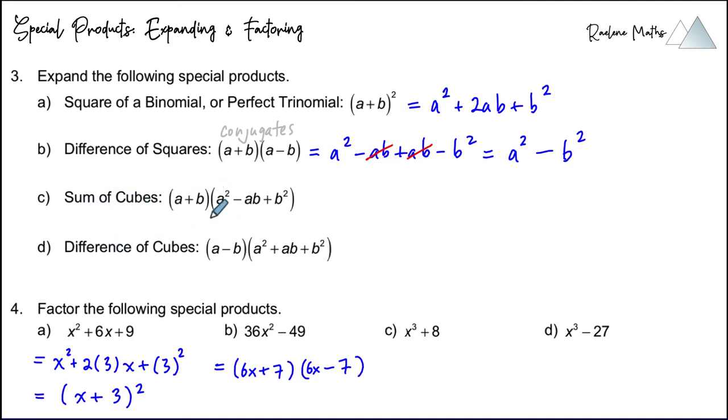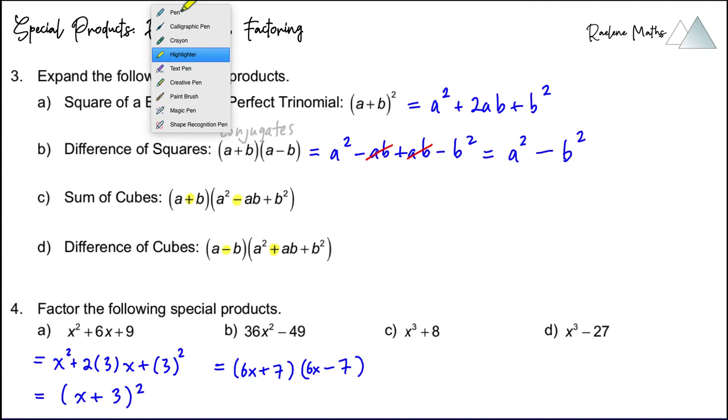The next two special products are called the sum of cubes and the difference of cubes, and both of them have a binomial multiplied by a trinomial. And in fact, the only difference between them are the signs here and here. So if we want a sum of cubes, we have a plus in the first bracket, and a difference of cubes will have a minus in the first bracket.